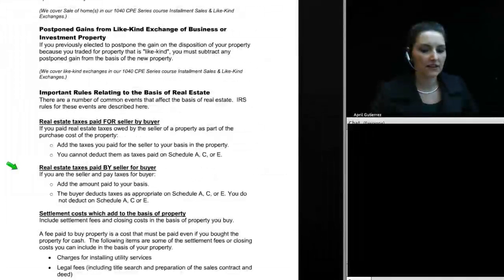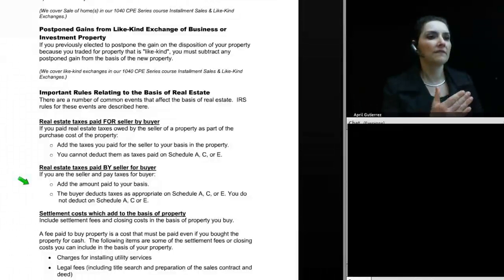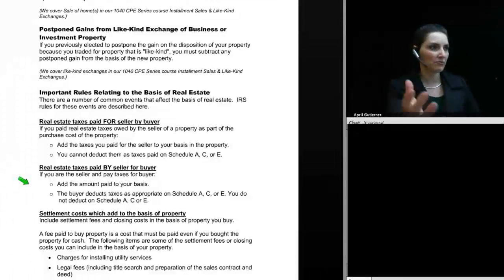And if you are the seller and pay taxes for the buyer, you add the amounts to your basis or to costs of sale. Sometimes when you're selling property, let's just say you're selling a vacant lot. Your closing papers from the original purchase are going to have how much you paid for it plus all the closing costs. And then when you sell it, your closing papers are going to have what you sold it for plus all of your closing costs. And the rule is that you're going to sell it for the sales price, and all of the closing costs that you pay on sale will add to your cost. So they're not subtracted from the sales price, but rather they're added to the cost basis.